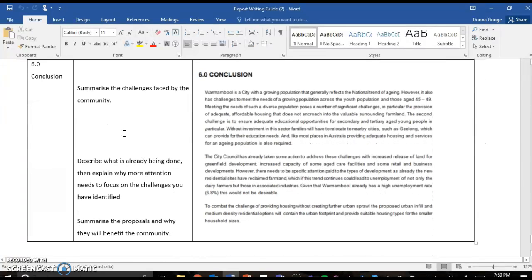The last section is your summary. Summarize the challenges, summarize what's already being done, why more attention needs to be focused on particular challenges you've identified, say, for example, in your impacts and your analysis, and brief summary, you'll notice it's very brief, why those proposals will benefit the community.